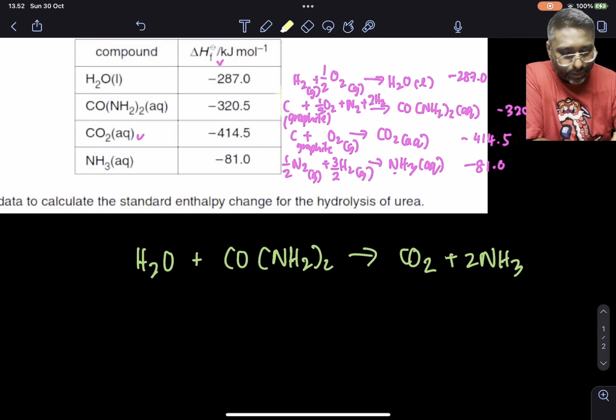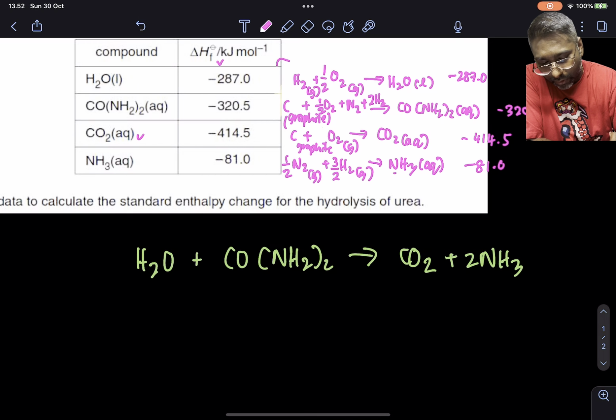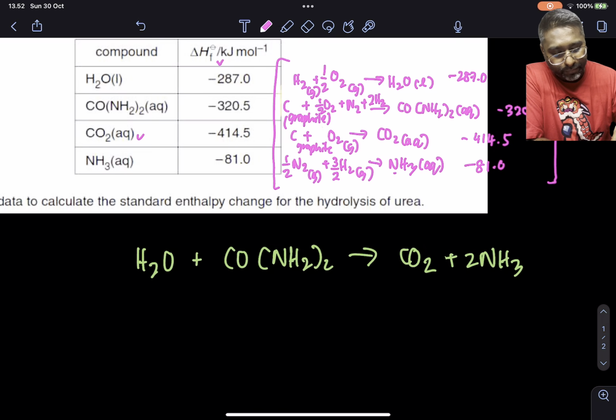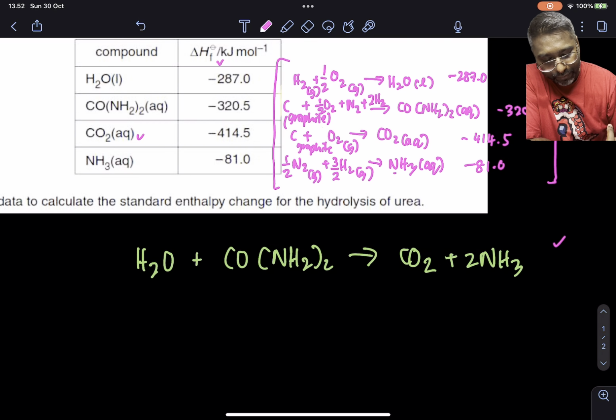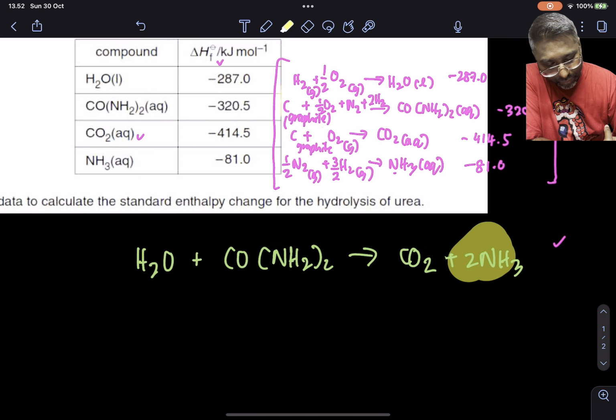We take all this as puzzle pieces, and I'm going to solve this equation. So if you look over here, first of all, I am going to have ammonia.